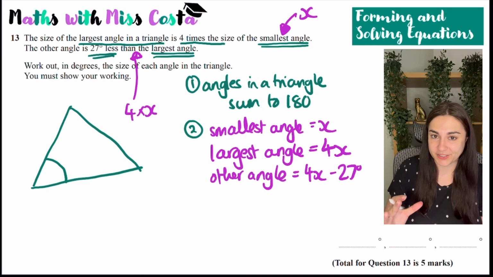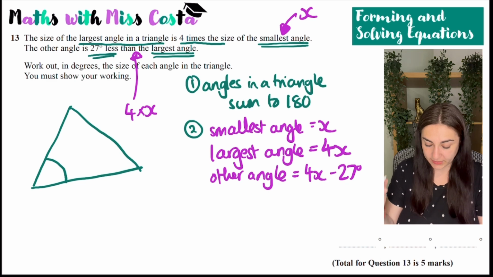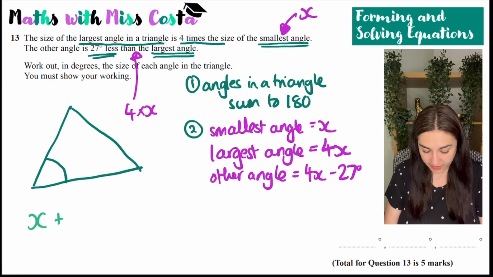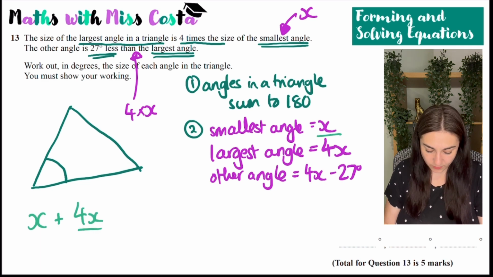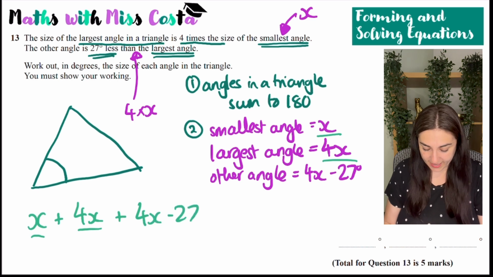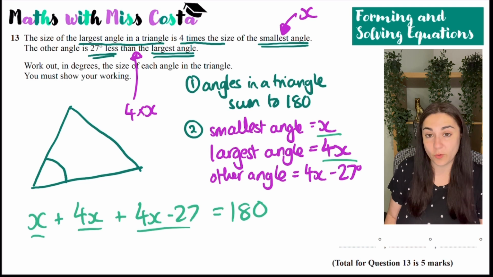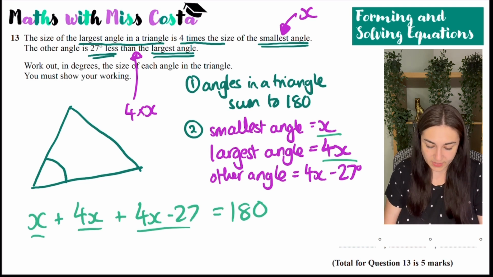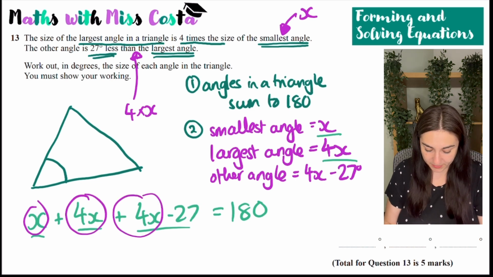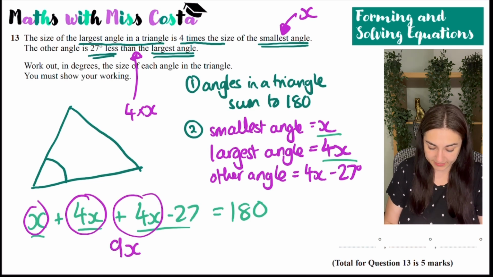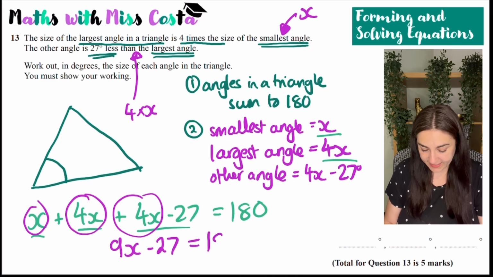So I have my expressions for all 3 angles. And I know that all angles in a triangle sum to 180. So the smallest angle plus the largest angle plus the other angle must equal 180. So I've formed an equation for myself. Now what I need to do is simplify. So x plus 4x plus 4x, 4 plus 4 is 8, plus 1 is 9. So 9x, take 27, equals 180.